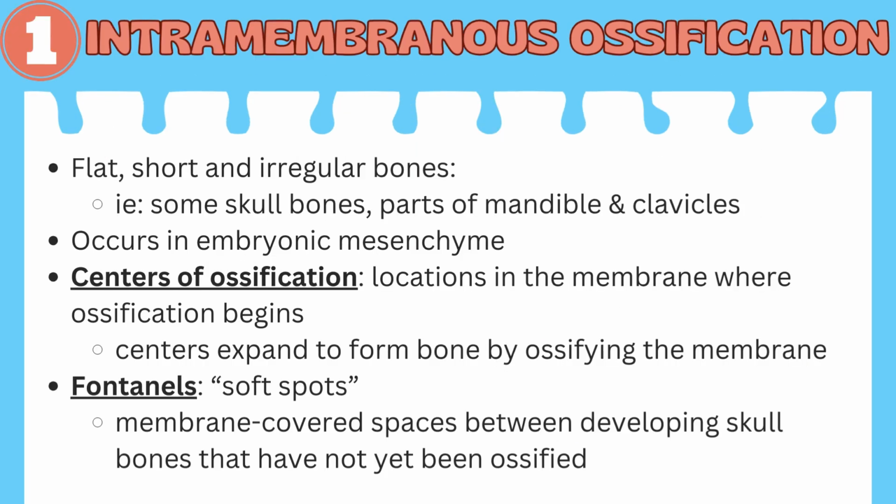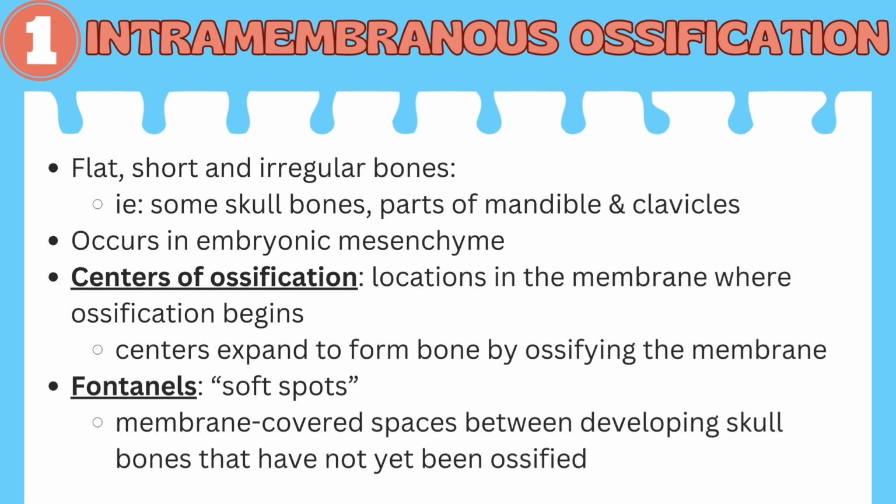Let's begin with intramembranous ossification. This is the way that flat, short, and irregular bones are made. As a reminder, these types of bones include some of the skull bones, part of the mandible, and the clavicles.